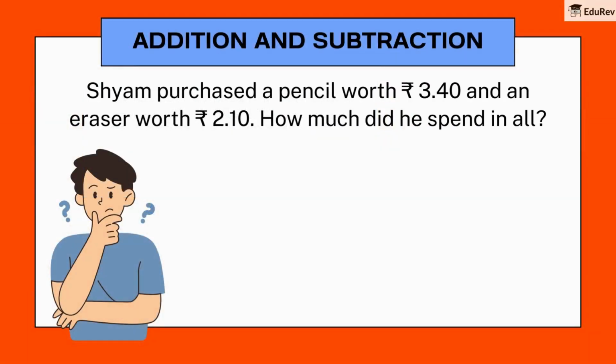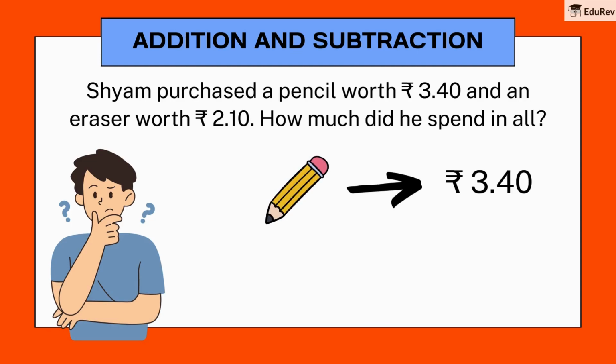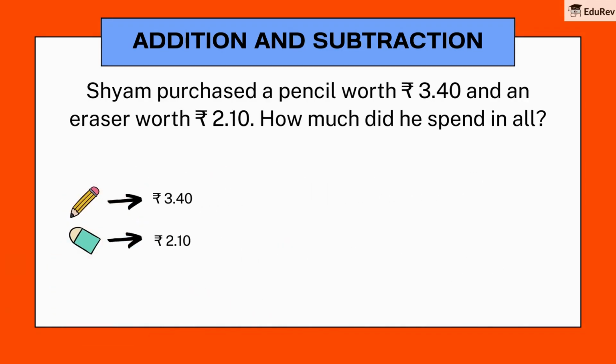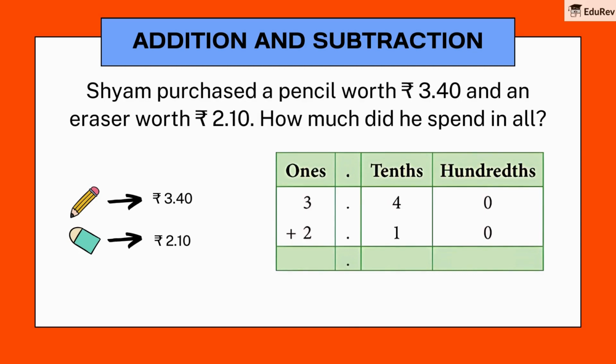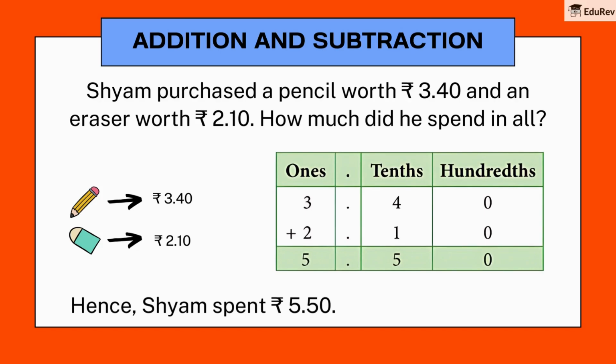Shyam purchased a pencil worth 3 rupees and 40 paise and an eraser worth 2 rupees and 10 paise. How much did he spend in all? Here, we have the cost of a pencil as 3.40 rupees. Cost of the eraser as 2.10 rupees. In the first step, we need to properly arrange the digits so that all are under their specific place value. Now add them as ordinary numbers. Then we will get the result. Here the answer becomes 5.5. Hence, Shyam spent 5.5 rupees.